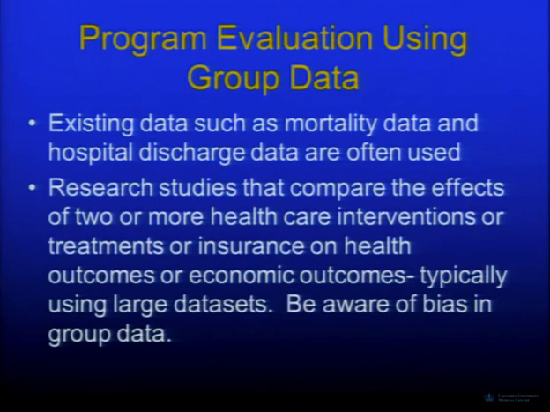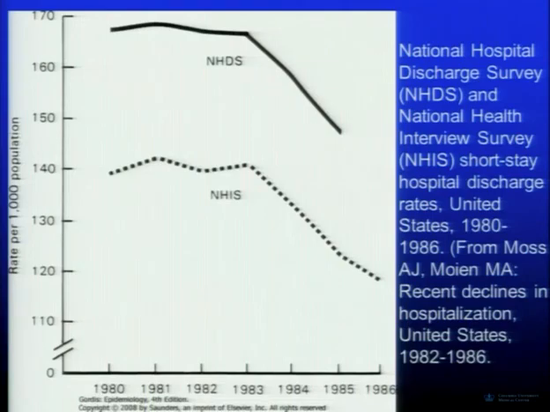Some of the more common ones are the National Hospital Discharge Survey or the National Health Interview Survey. These are 2 of the largest ones, but you have to understand that even though they're large data sets, there are differences in them. So if we actually look here, this is the National Hospital Discharge Survey data, and this is the National Health Interview Survey data, looking at short-stay hospital discharge rates. So both of these are supposedly looking at the same thing. They're 2 different sources of discharge rates for short-term hospital stays.